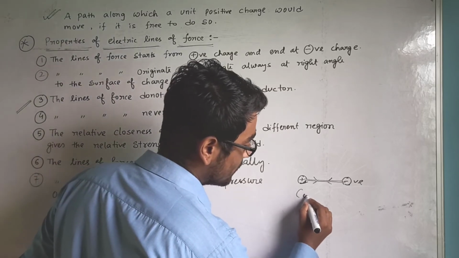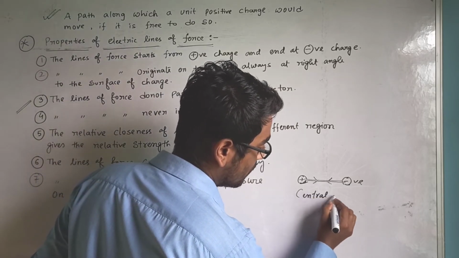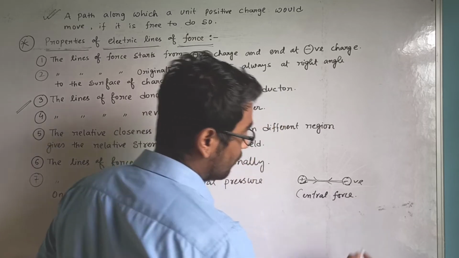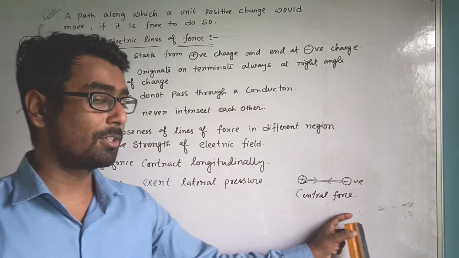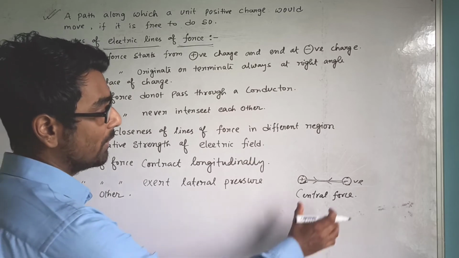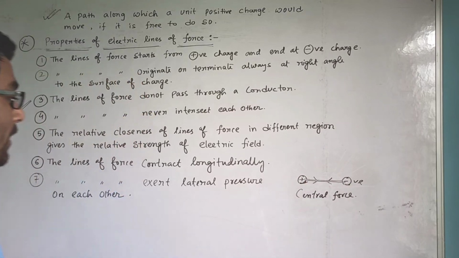In previous classes we have explained the meaning of central force. It means the force will act along the line. Okay, it means it contracts longitudinally.